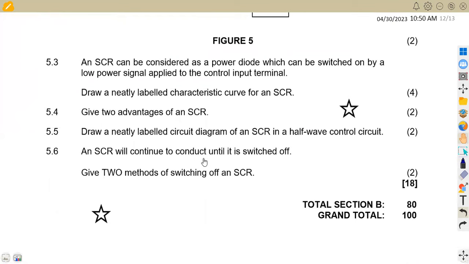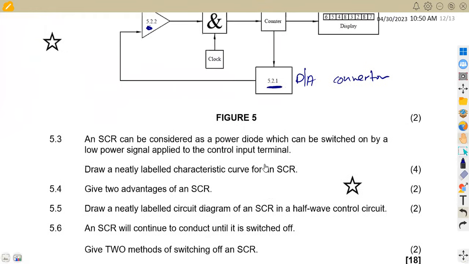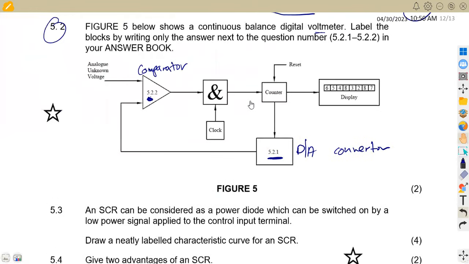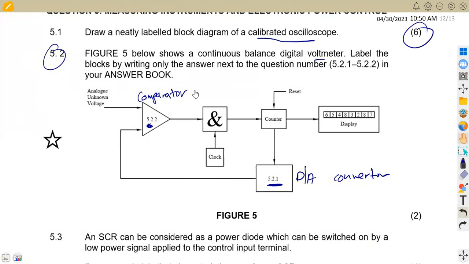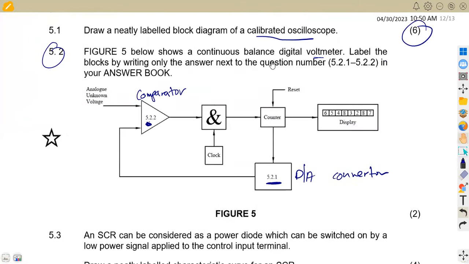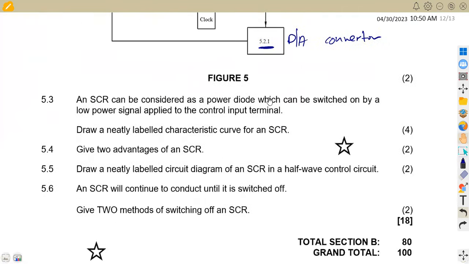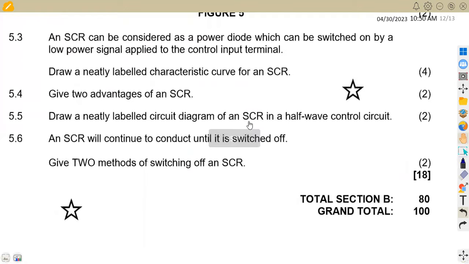And also you can take those diagrams that they use. Like you can see how they draw their diagram. This is also how they want you to answer when they say draw a diagram for a continuous balance digital voltmeter. You draw your diagram like this, the same way they present it to you. So this is how we can also learn from them by revising more question papers, as I always say.